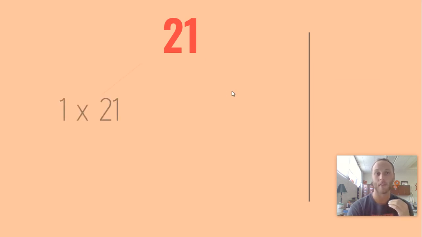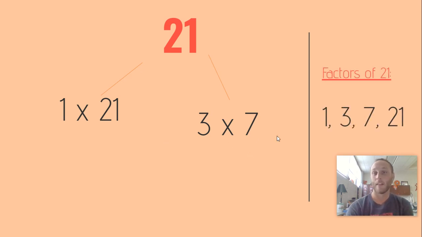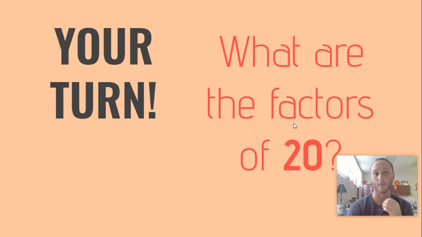Let's do another example. So I know that 1 times 21 obviously is going to give me 21. So I know that 1 and 21 are both factors. And then the only other thing I can think of that multiplies together to get to 21, that's a whole number, are 3 times 7. So 21 only has 4 factors. The factors of 21 are 1, 3, 7, 21. So sometimes numbers might have a lot of factors, sometimes numbers might not have a lot of factors. So 21 only has 4.